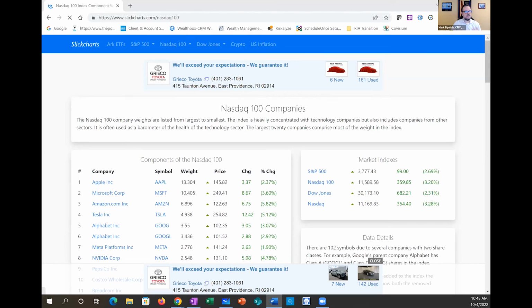Okay, so they are indices. So let me just recap there. We talked about the Nasdaq 100, we talked about Russell 2000, we talked about the S&P 500 and the Dow Jones Industrial Average, and how these indices are made up, how they're weighted, and what they're used for.